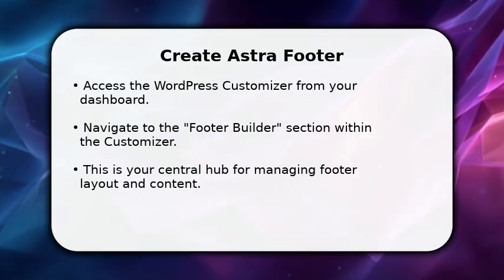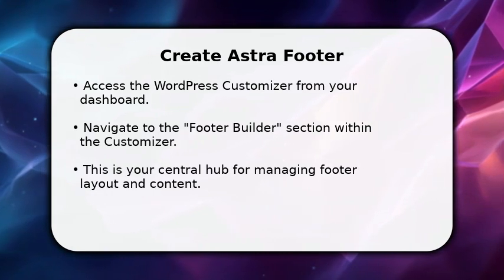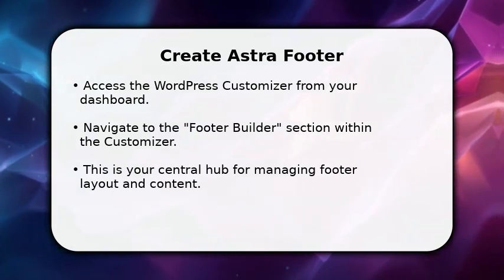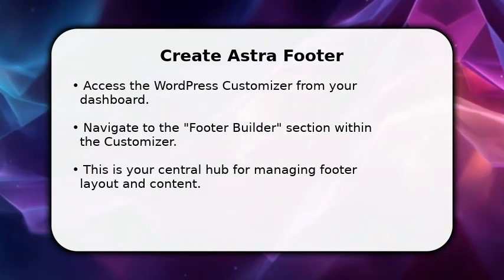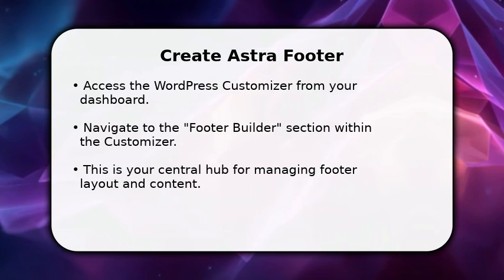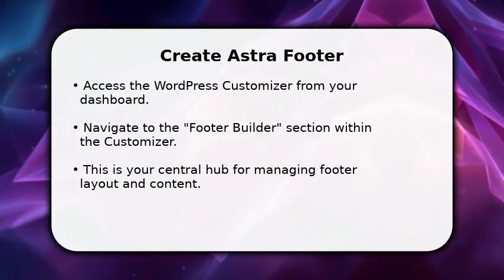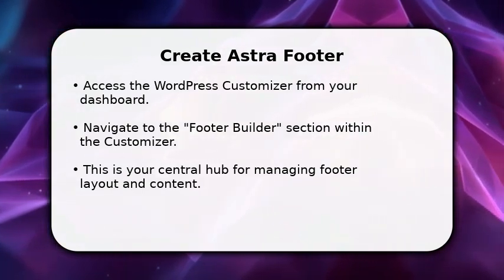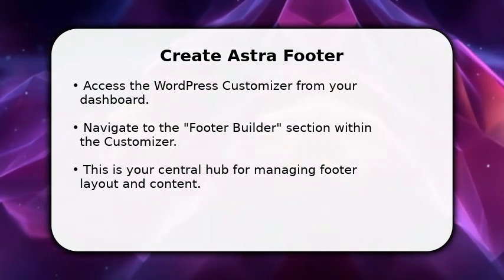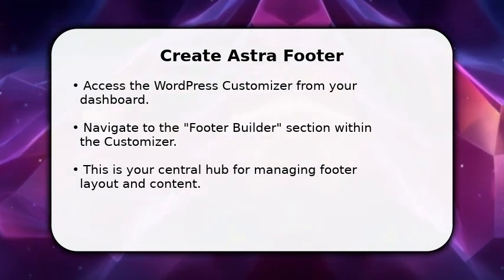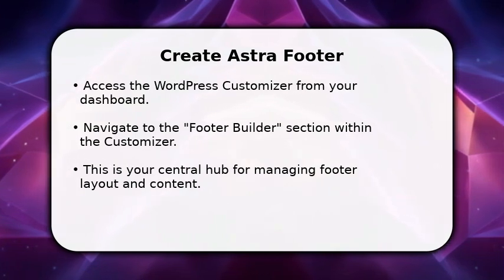In this video, I will explain how to make a footer in the WordPress Astra theme. First, log into your WordPress dashboard and find the Appearance menu. From there, click on Customize to open the WordPress customizer. Once inside, look for the Footer Builder option. This is where all the magic happens for designing and configuring your website's footer area. It's a straightforward process to get started.